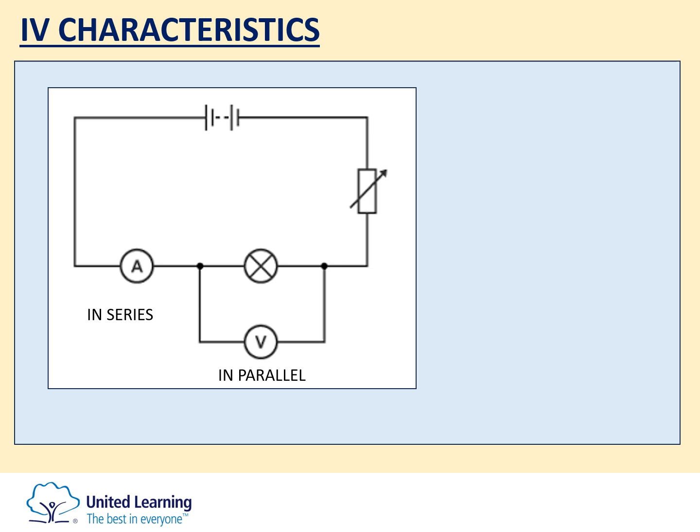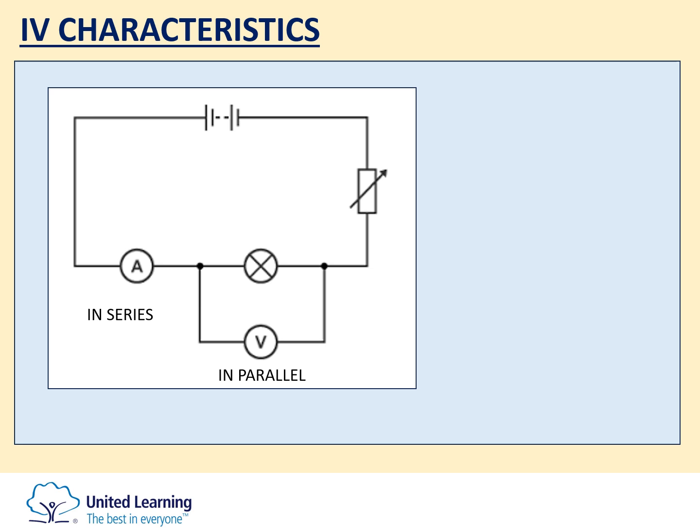For the IV characteristics practical, you will need a circuit set up something like the one shown here. If you're using a battery, you will need to have a variable resistor in the circuit as shown here on the right. If you're using a variable power supply, you don't need to include the variable resistor. When we did this experiment in school, we used a variable power supply.